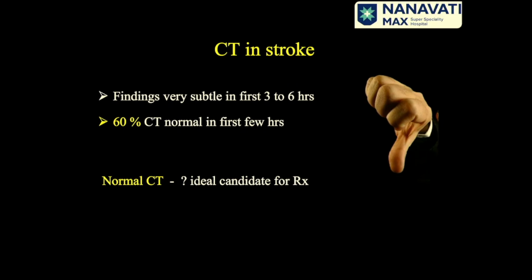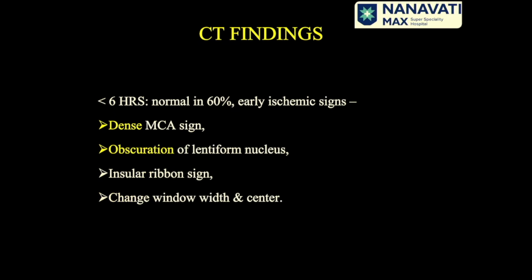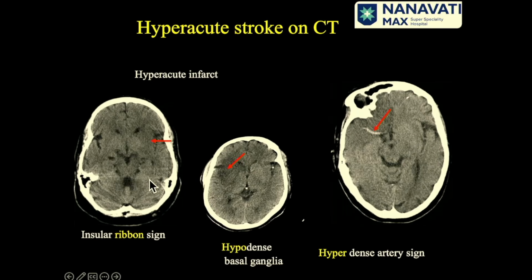The answer is no, because 60% of patients who have had hyperacute stroke would show normal plain CT scan. So you'll have to look at something else. That means CT perfusion or CT angio. In 40% of the cases where CT scan is positive in hyperacute stroke, you'll have to have a look at the artery, typically middle cerebral artery. So you have to look at dense MCA sign, obscuration of lentiform nucleus, and insular ribbon sign. And these are the three telltale signs.